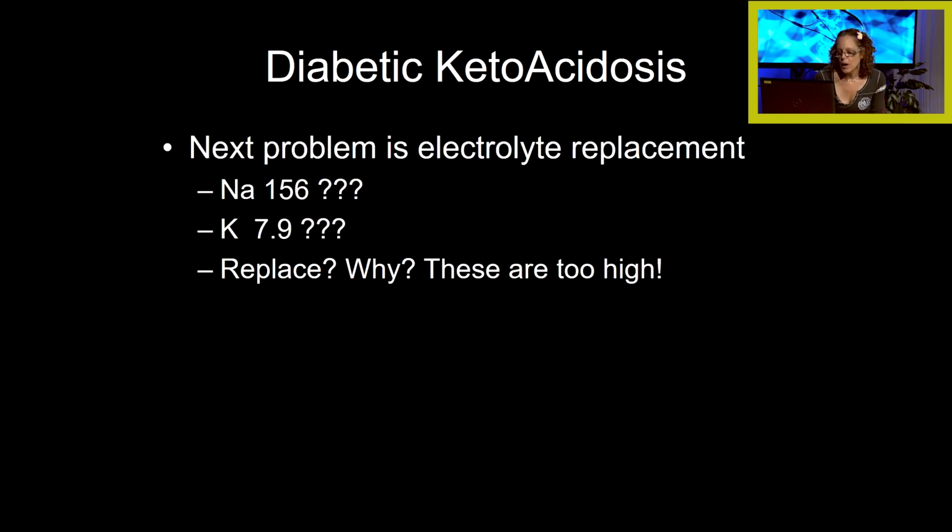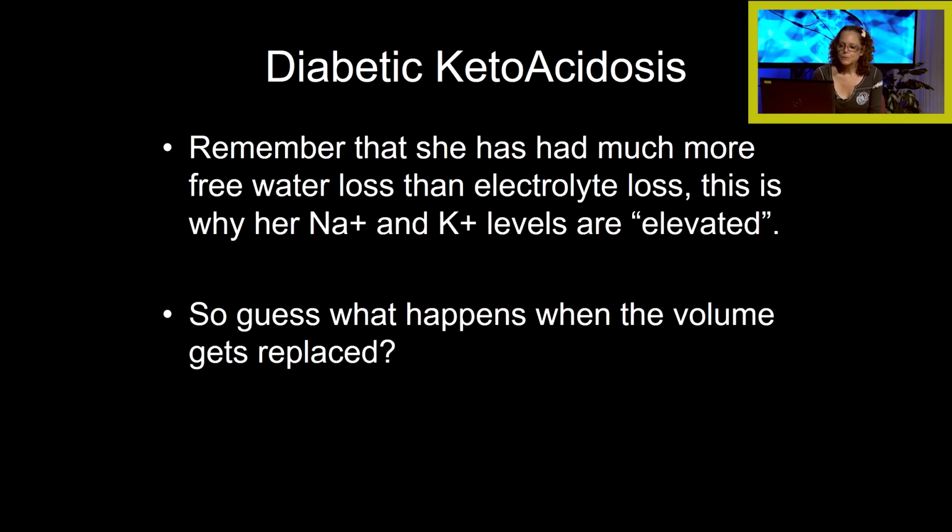So what's our next problem? Our next problem is electrolyte replacement. So we've got a sodium of 156. We've got a potassium of 7.9. Replace them? Why? These are too high. Well, remember that she has had much more free water loss than electrolyte loss. So this is why her sodium and potassium levels are elevated, all right?